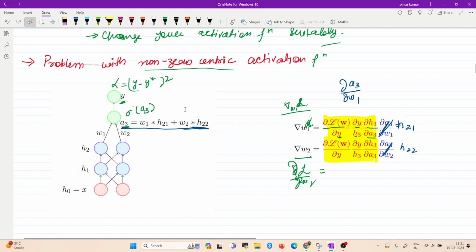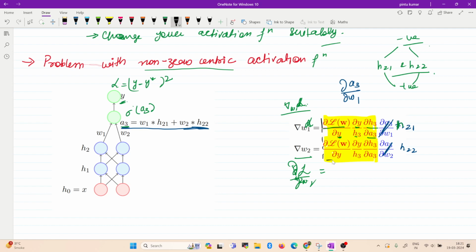Now let's say we are using a non-zero centric activation function. Then the sign of both H21 and H22 would be the same. Either both of them would be positive or both of them would be negative. And the common terms will definitely have the same sign, because they are the same terms. So what we can infer from this is that del W1 and del W2 will have the same sign.